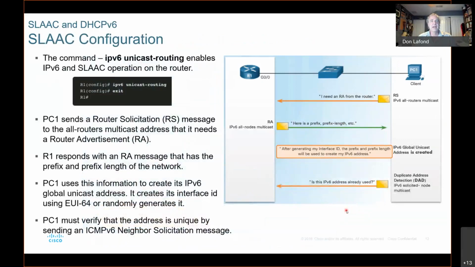Now, the command, remember, I've told you this 5 times already, maybe more. The command ipv6 unicast-routing enables IPv6 and SLAAC operation on a router. If you do not put in the ipv6 unicast-routing command, none of this will work. It won't work. Nothing you put in will work. You'll get all frustrated and get a 10 on the lab, and it's because you forgot that command.